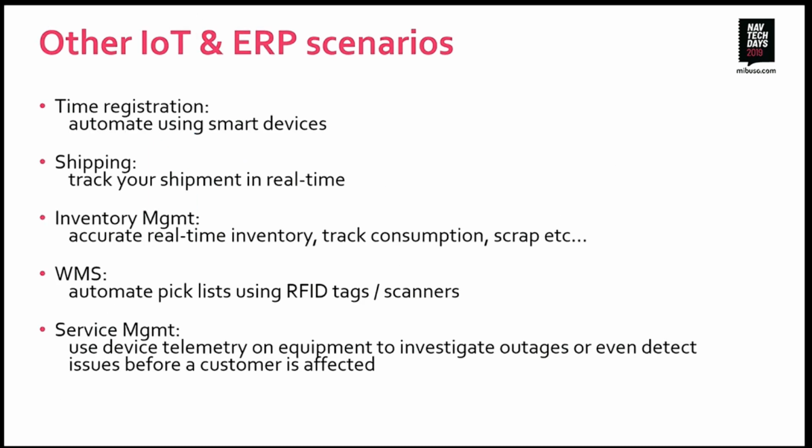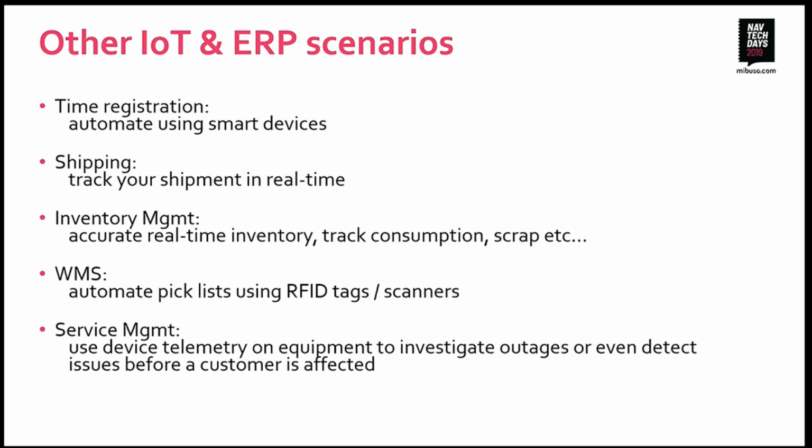So this is a fun scenario, but IoT and ERP, there's a lot of scenarios you can use it for. Some common ones are automating time registration using smart devices. You can have fingerprint scanners, facial recognition to know who was working at what time, at which station. You can track your shipments in real time. Like if you order a pizza, you want to know when the guy is going to come. That's all IoT devices.